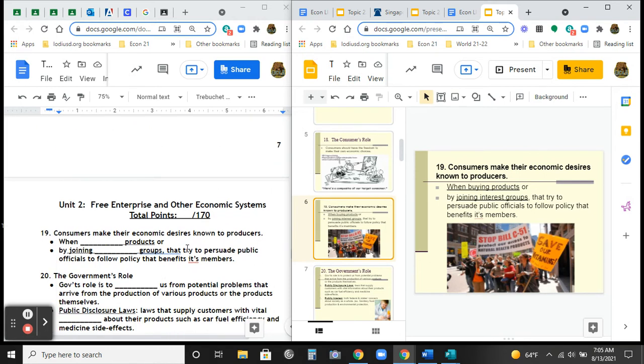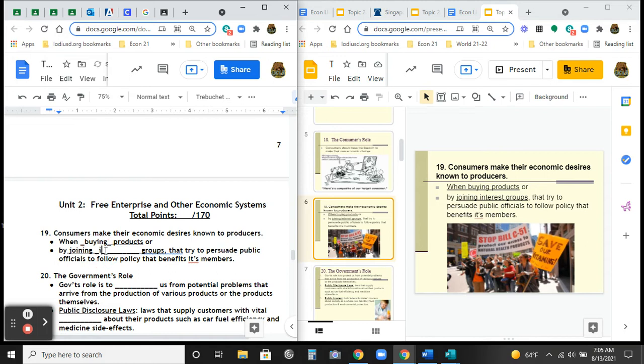Consumers make their economic desires known to producers when they buy their products. You don't need to tell a company you like a product. You just need to buy a product. You don't need to tell Apple you like their stuff. As long as you buy the iPhone 12, they will know.